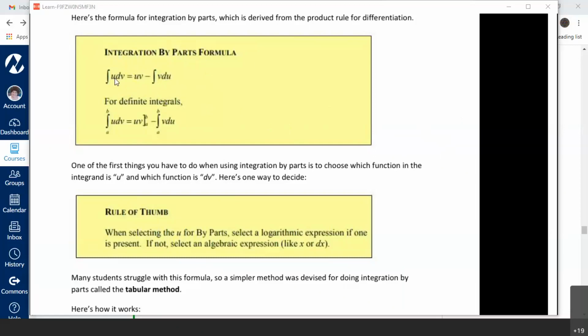Remember, u is the function we're going to differentiate. dv is the function we're going to integrate. And then we're just going to pair them up in products from the table. One of the things you have to do when you decide to use integration by parts is to decide which function should be u and which function should be dv. Well, the first thing you have to do is recognize you've got a product of functions. But once you've done that, then you have to choose which function is u.